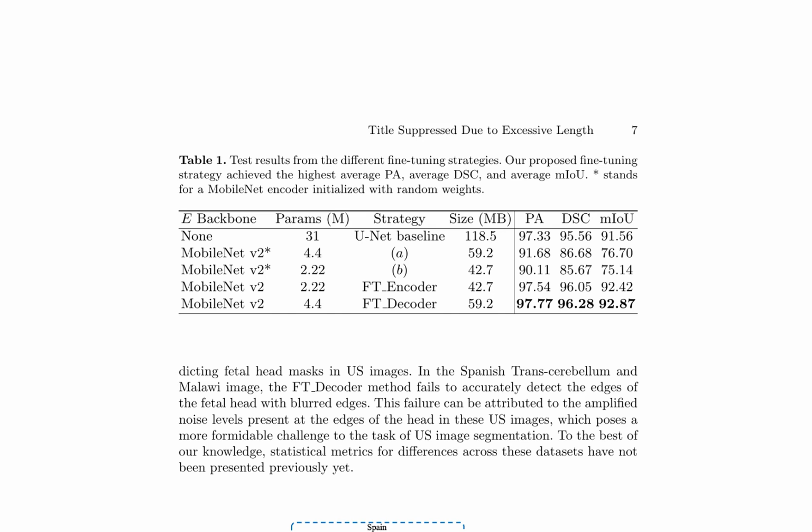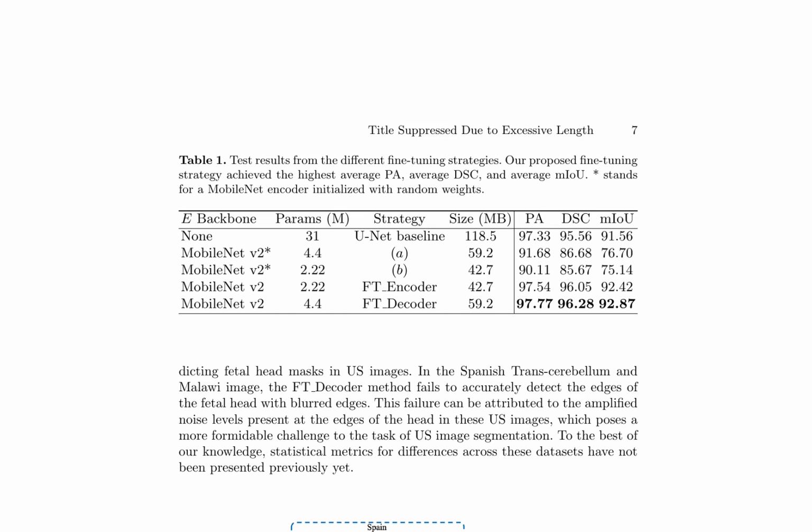The comparison involves MobileNet V2 encoders, initialized with random weights or pre-trained weights, and fine-tuning strategies include FT encoder and FT decoder. The results demonstrate that the FT decoder approach achieves the highest average PA, DSC, and MIOU, closely followed by the FT encoder method.